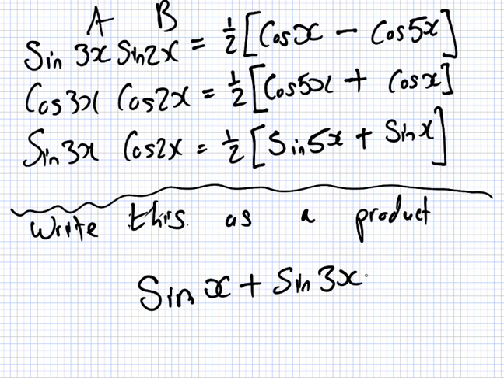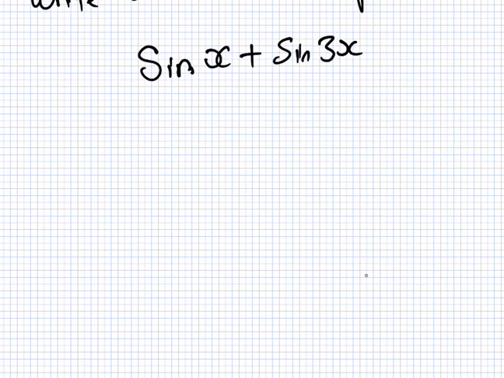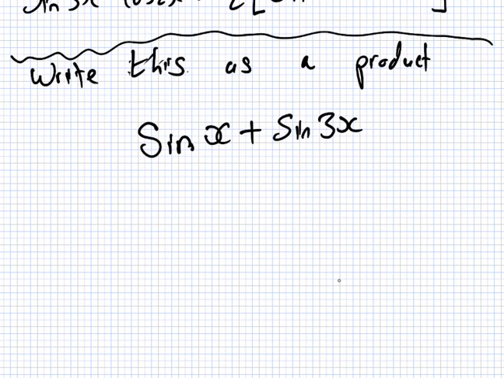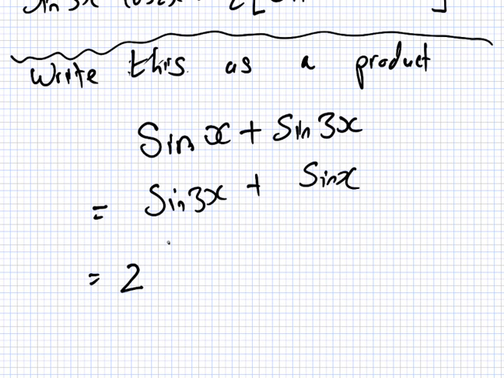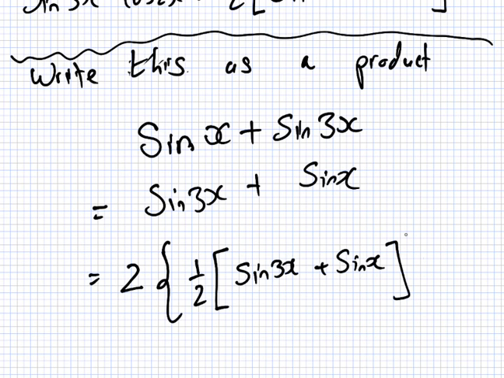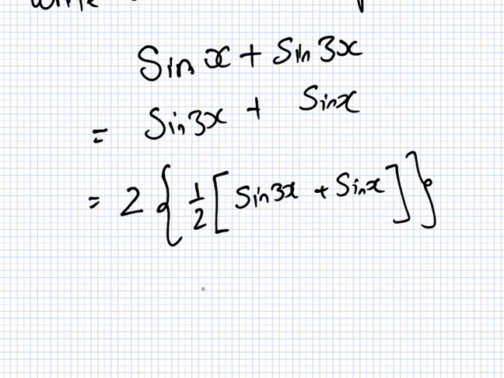Let's have a look at this now. So this problem is made a lot easier, firstly, if I write them backwards: sine 3x plus sine x. Also, what I'll do is I'll put a 2 here, bracket, a half, bracket, sine 3x plus sine x, bracket and bracket. The 2 and the half cancel, but the reason for the half here is for the formula. Makes it a little easier to see the answer.